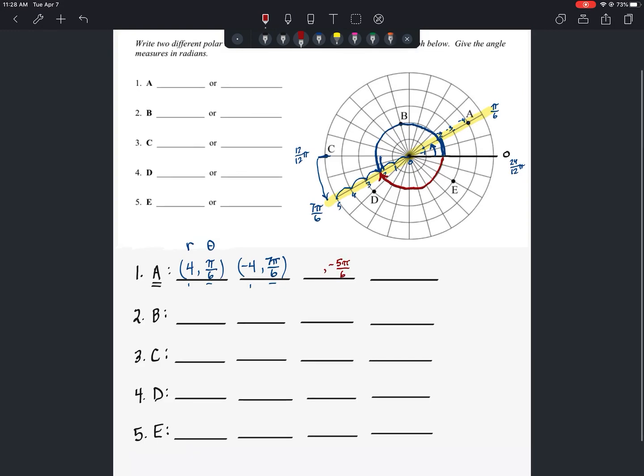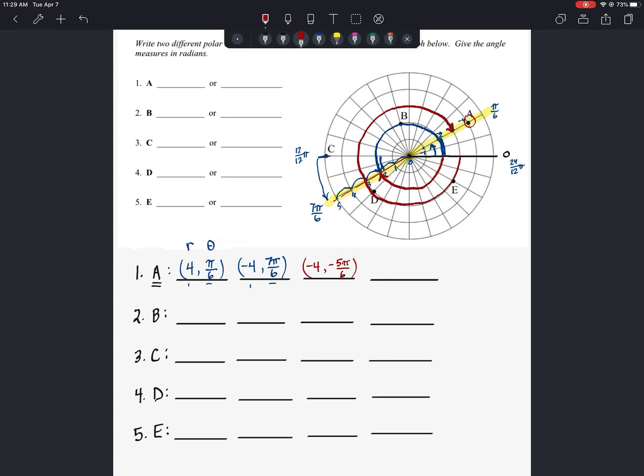And since we're on this side of the circle, but point A is on the other side, that means it would be a -4. Now we could also take it here and we could start at 0 and go backwards to get our other negative angle that would work. And this one's going to go all the way around the circle until we get over here.